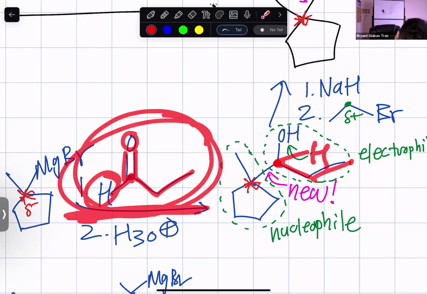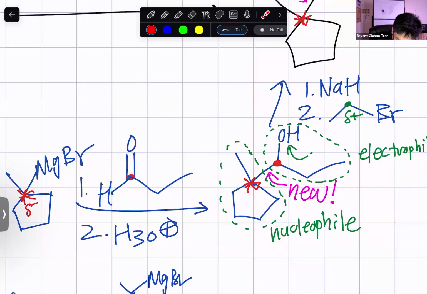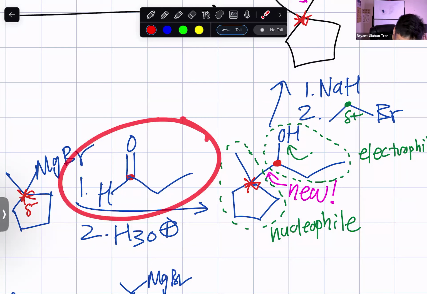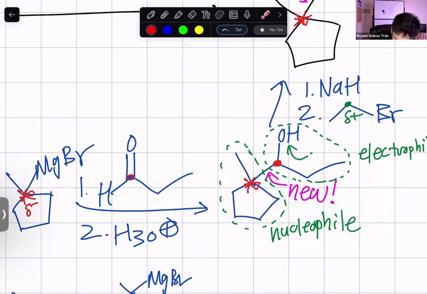I just brought it in. You could do that for synthesis. I think that's why you guys think this was a weird problem, because it looks weird bringing in any kind of reagent you want here, right? You could do this. You could do this.